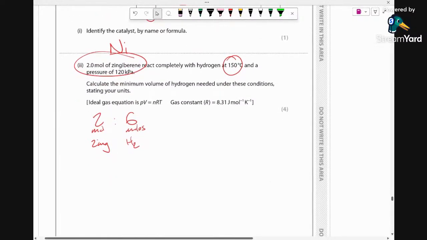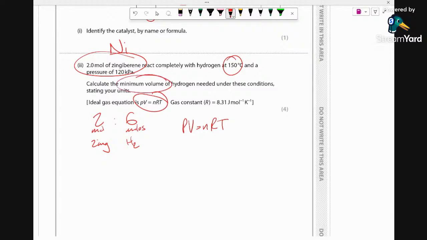I could have got most of the marks even without doing that, because what I can do is go PV equals nRT. Remember, this is not a mark because they've given it to you, but there's a mark for the rearrangement. We want the minimum volume, so I'm going to rearrange this and get rid of that. There's my first mark in the exam.